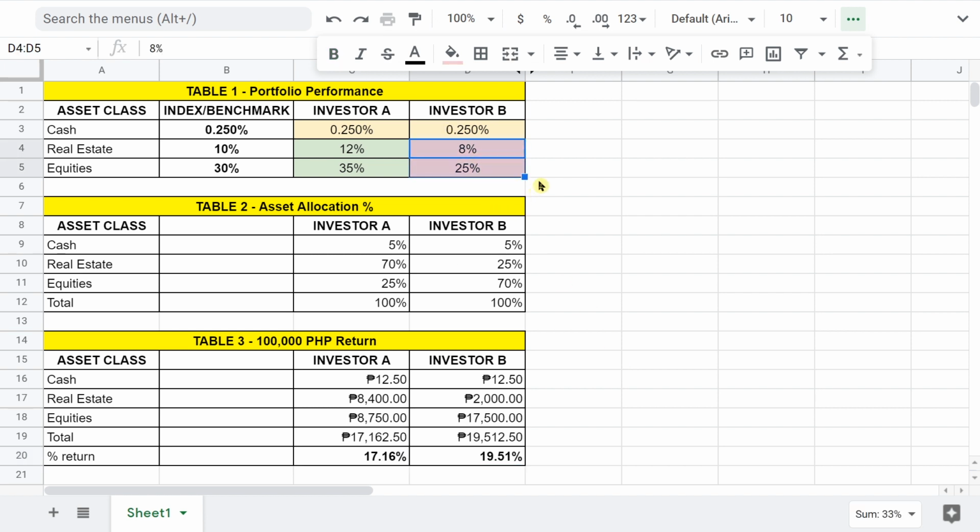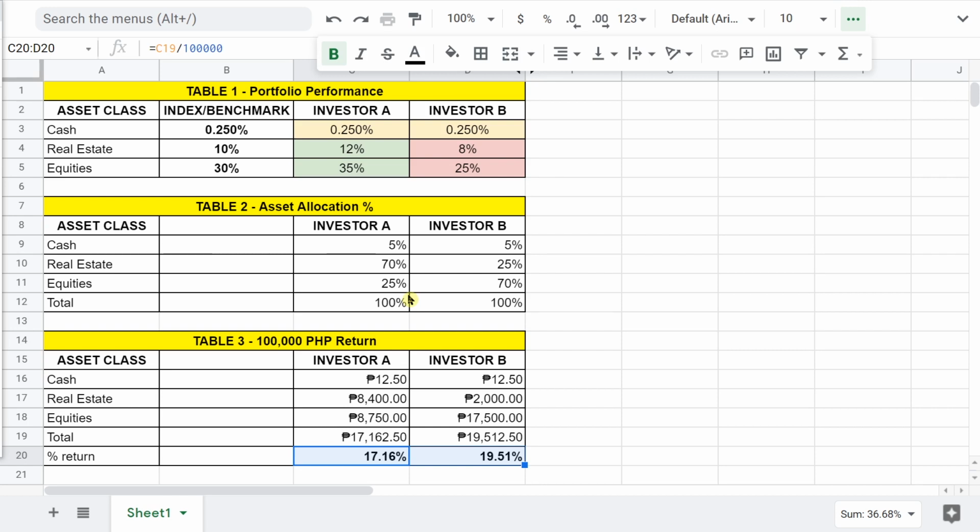If we compare investor A and B, now based on the return in table 3, who do you think performed better? That's right, based on table 3, it is now investor B. While it is true that investor A outperformed the benchmark in the first table, investor A missed out on selecting the right asset class to be in, or putting weight on the right asset class in table 2, asset allocation percentage.